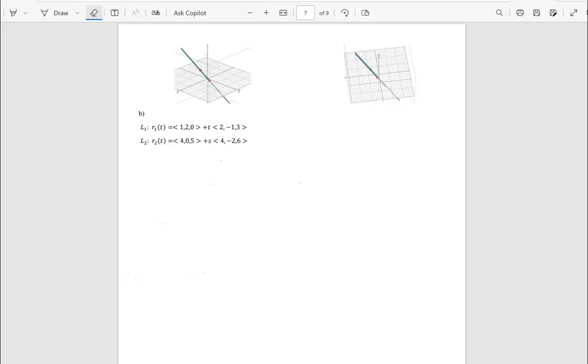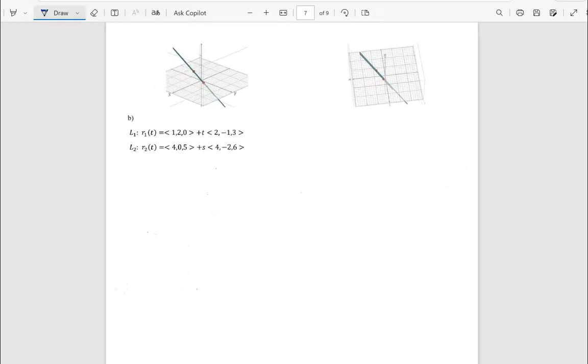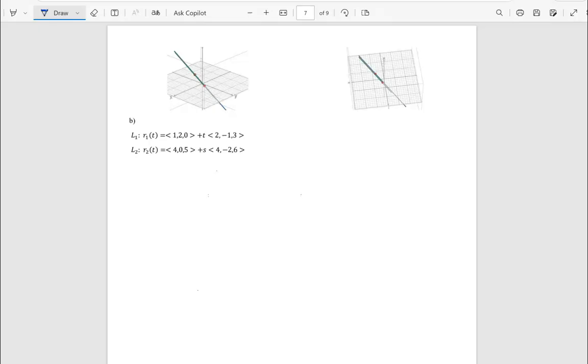Hi class, let's take a look at example B. And the first part that we can recognize is that your directional vectors are parallel. So directional vectors, and let me just let V1 equal to 2, -1, 3, and V2 equal to 4, -2, and 6.